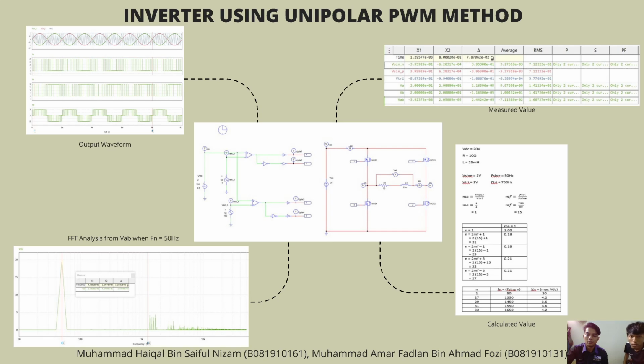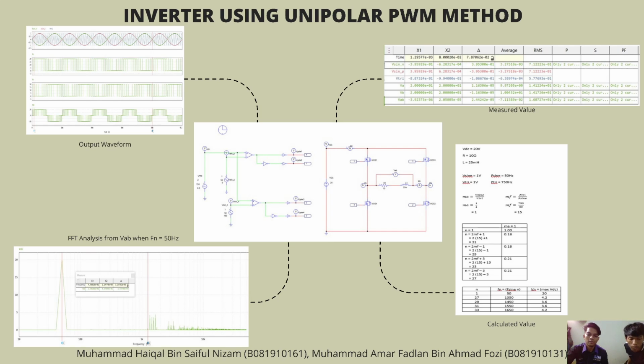Next is the measured value. The measured values that we get are: V sine gate N is 0.7 volt, V sine P is 0.7 volt, V triangle 0.5 volt, VA 14.1 volt, VB 14.1 volt. Also, VAB is 16 volt, and IAB, the current from A to B, is 1.1 amp. Next is the calculated value. This calculated value will be compared with the FFT result that will be explained by Amma after this.